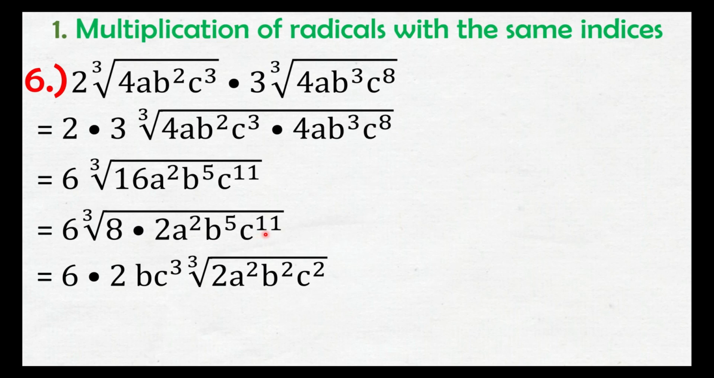And then, si c raised to 11 naman, kaya tayo nagkaroon ng c cube dyan is, dinivide natin yung 11 sa index. So, 11 divided by 3, that is 3. Diba? Tapos, meron siyang remainder na 2. So, yung quotient niya, 11 divided by 3, which is 3, yun yung magiging exponent nung nilabas nating c. Kaya, meron tayong raised to 3 dyan. And yung remainder niya na 2, yun yung magiging exponent nung c sa loob ng radical sign. Okay? So, we have c square.